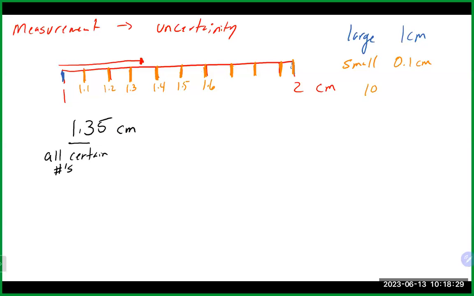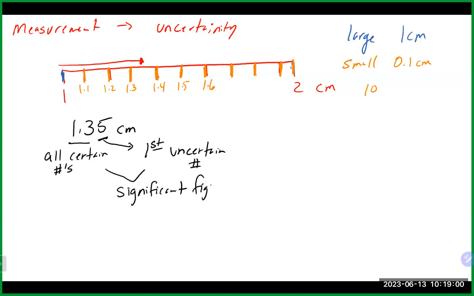Now, somebody else may look at it and go, I think it's a little before half. Maybe it's like a 4, or maybe it's like a 6 or something like that. And this number here is what is sometimes referred to as the first uncertain number. Whenever you take a measurement, you should always record all the certain numbers plus the first uncertain number. That is what is referred to as significant figures. That's basically what significant figures are: in a measurement, you take all the certain numbers plus the first uncertain number, and that is how many significant figures there would be.